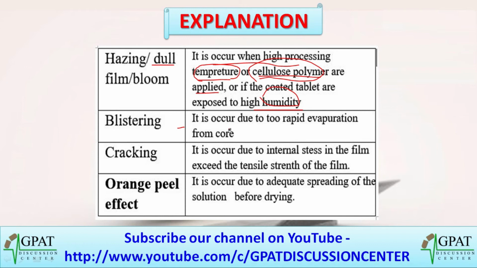Blistering occurs due to rapid evaporation from the core, and cracking occurs due to internal stress in the film or when it exceeds the tensile strength of the film. Orange peel effect occurs due to inadequate spreading of the solution before drying. As the question is about the orange peel effect, the correct answer is orange peel effect.